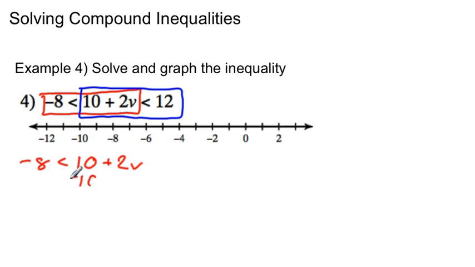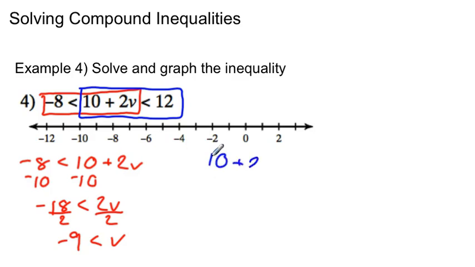So I'm going to subtract 10 from both. I get negative 18 less than 2v. And now I need to divide both sides by 2. And I find that negative 9 is less than v. For my blue side, I have 10 plus 2v is less than 12. So I would subtract 10 from both sides.